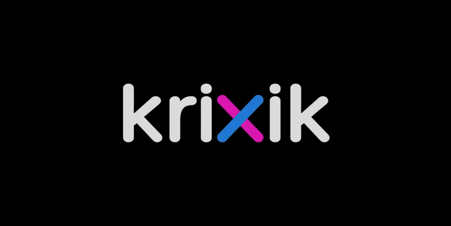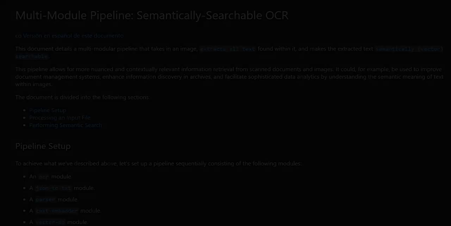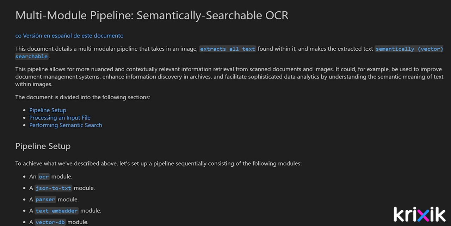Welcome to Krixik. In this example video, we'll review how to easily and cost-efficiently perform semantic search, also known as vector search, on text within an image, including scans, photos, PDFs, etc. For context, semantic search involves an understanding of the intent and context behind natural language queries to deliver more relevant and flexible results. This pipeline can, for example, be used to improve document management systems, enhance information discovery in archives, and facilitate sophisticated data analysis by understanding the semantic meaning of text within images.